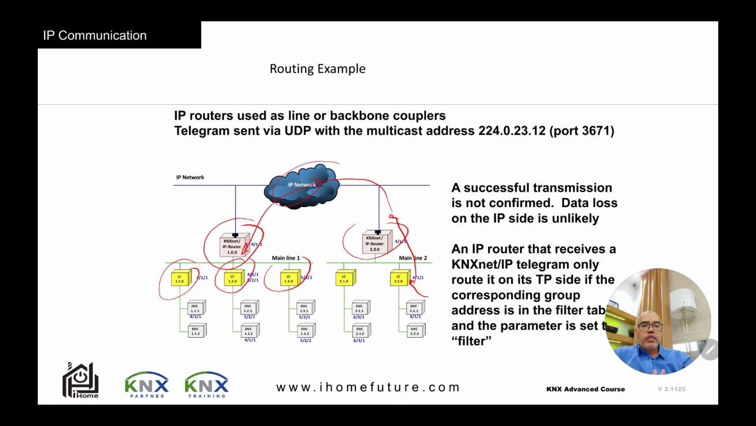The IP router also has the ability to act as an IP interface, so it allows tunneling, and it also has a filtering table. So they can filter data, so it can really be used to organize the traffic to make sure that traffic is controlled. They can filter data, they can block data, they can allow data, just like when you are configuring a line coupler or an area coupler as well.